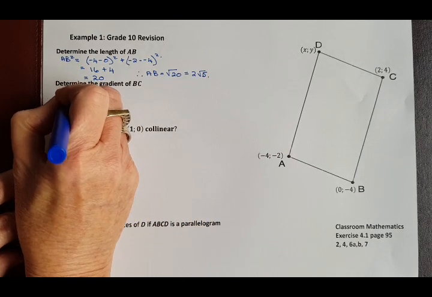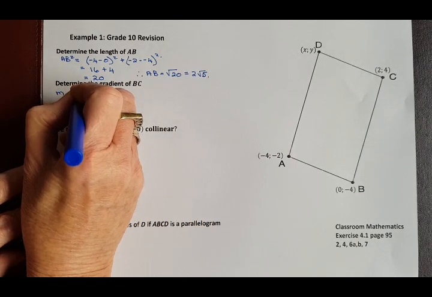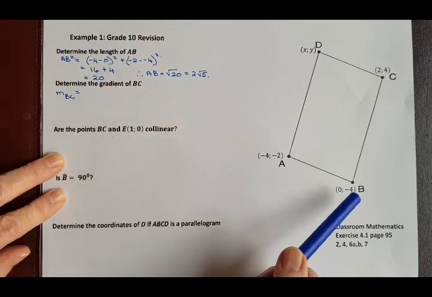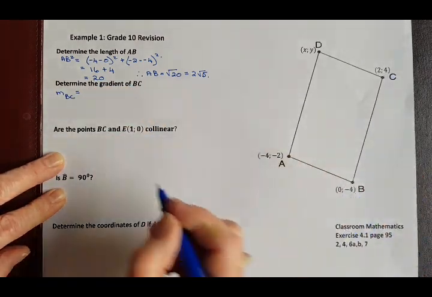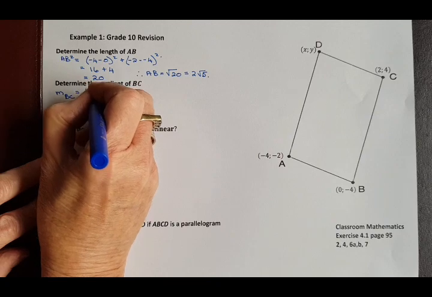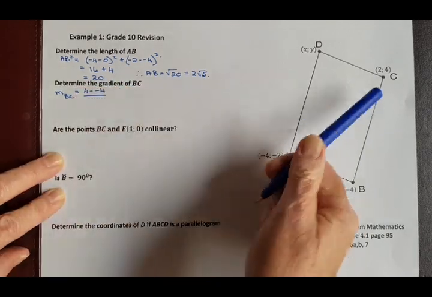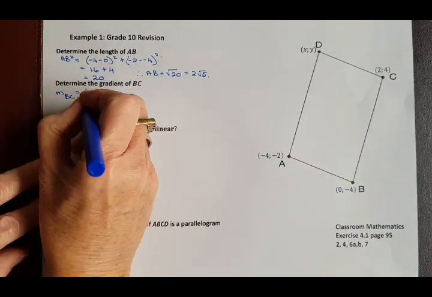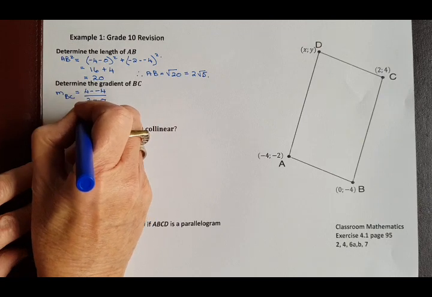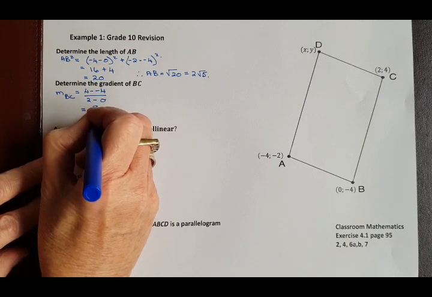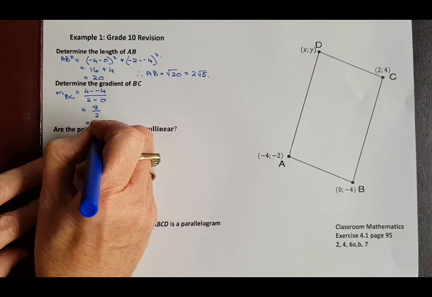The gradient of BC. For the gradient of BC, we are going to say the difference in y, 4 minus -4, all over the difference in x, 2 minus 0. You land up with 8 over 2. Your answer is 4.